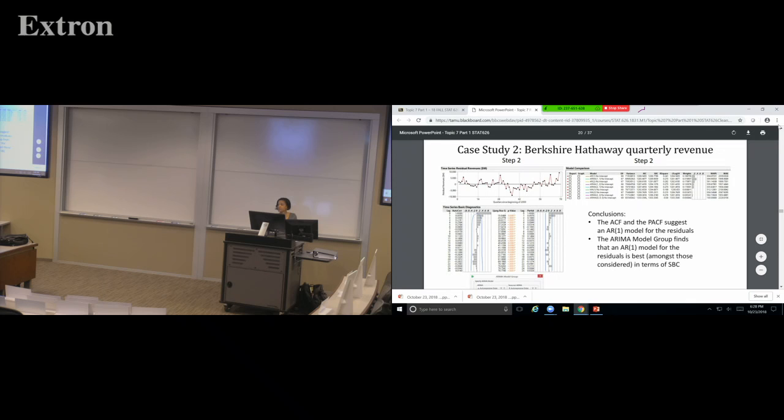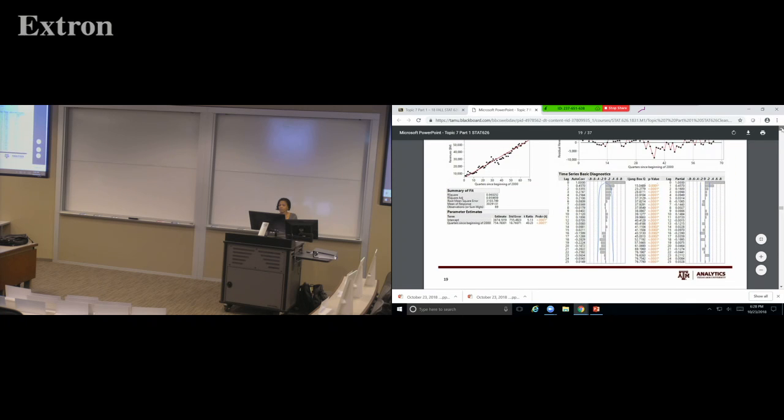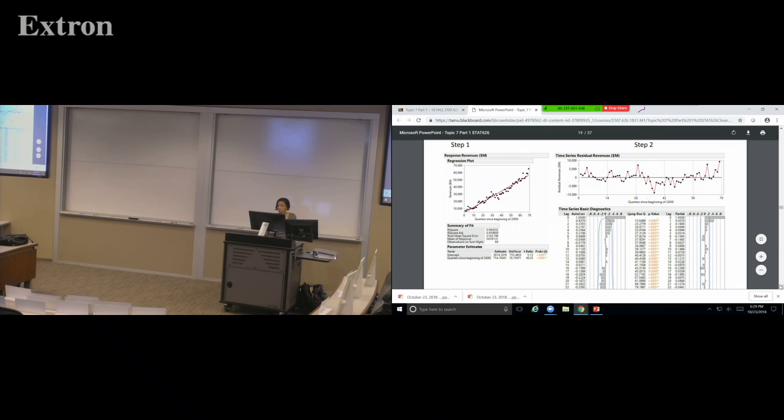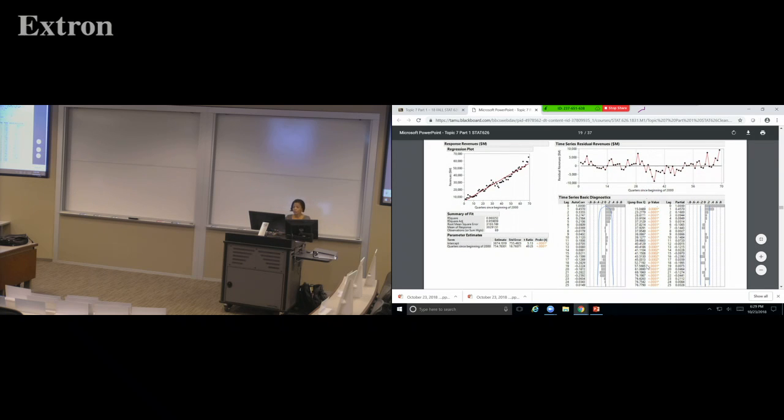I have a question. Yes. The regression by itself, what is it telling us? That order matters? No, we're talking about the quarters since the beginning of 2000.